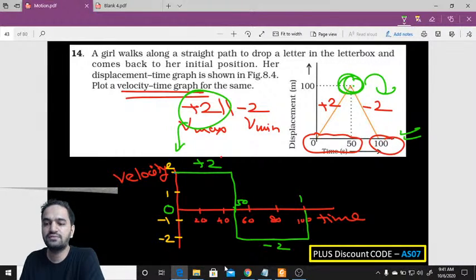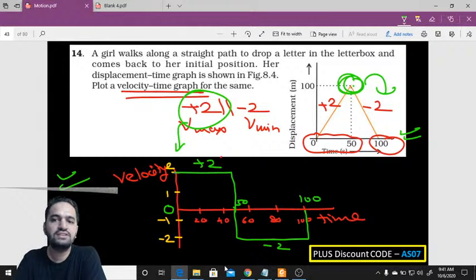Okay, and this is 100. Are you understanding how to create this? First, find out the value of velocities, and then you can plot the graph. Very simple.